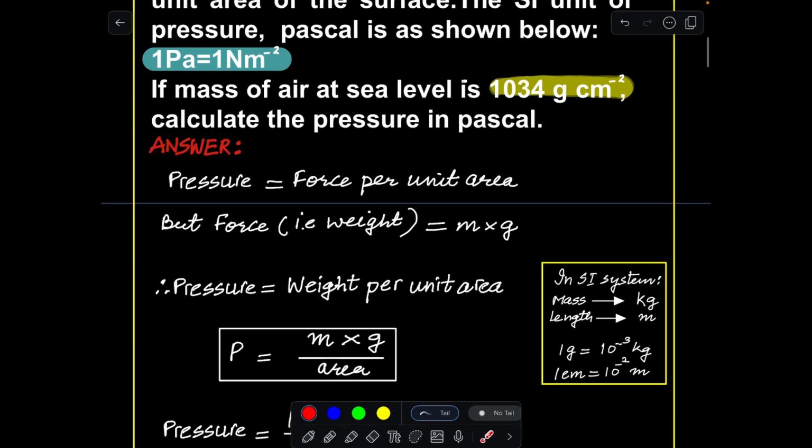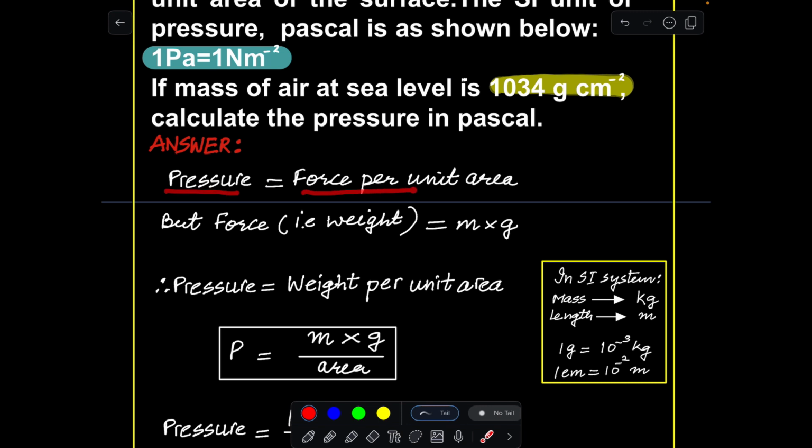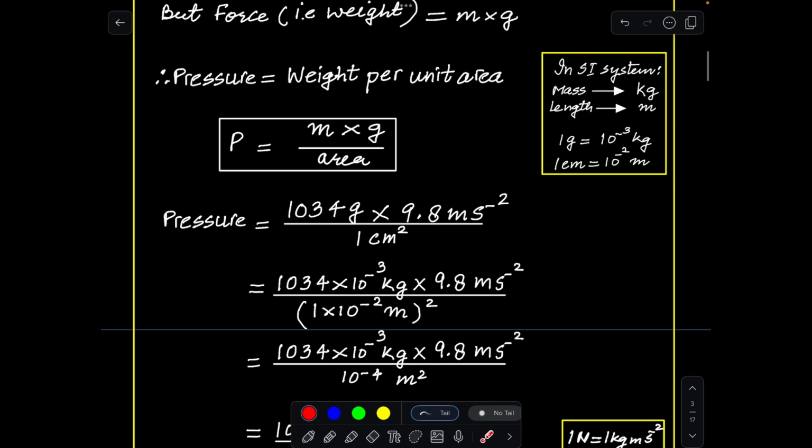Pressure is force per unit area, but in this case, the force is the gravitational force, that is, the weight of the air. The weight is calculated as mass into acceleration due to gravity. So pressure is weight per unit area, which is mass multiplied by acceleration due to gravity, divided by the area on which this mass is acting. The mass is given in the question, acceleration due to gravity has the value 9.8 meters per second square, and the area is 1 centimeter square.